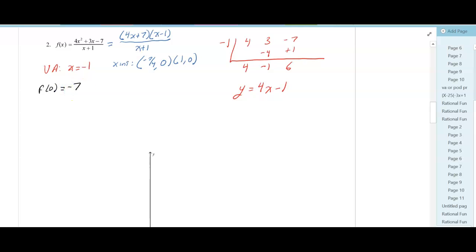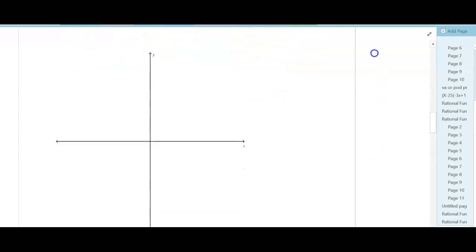So at this point we've got the intercepts, vertical and slant asymptotes. So now we can sketch the skeleton. So the vertical asymptote is x equals negative 1.